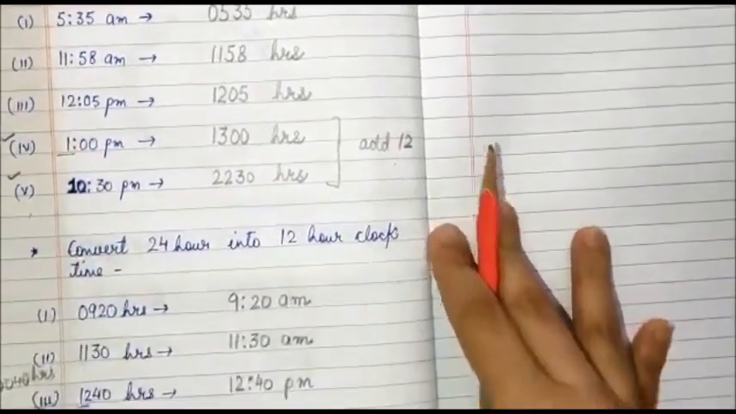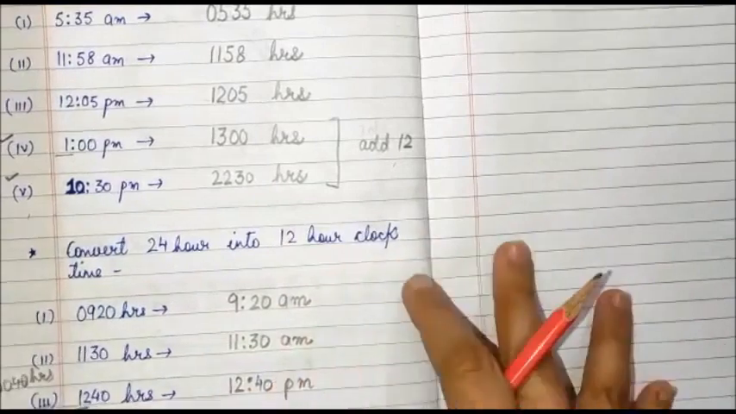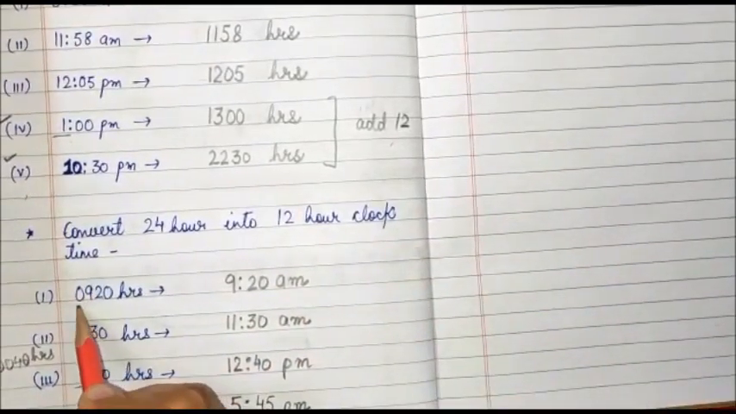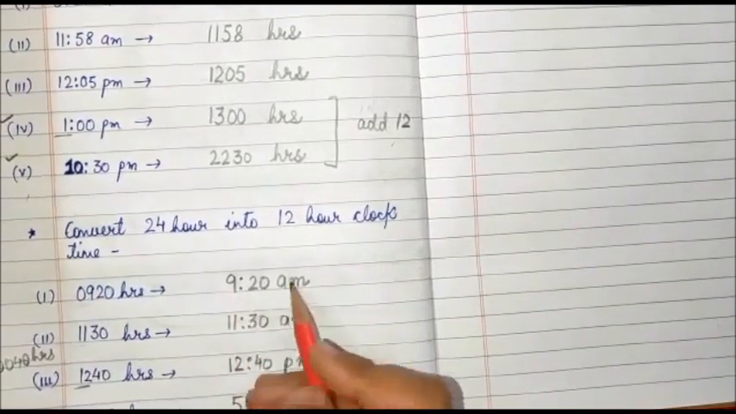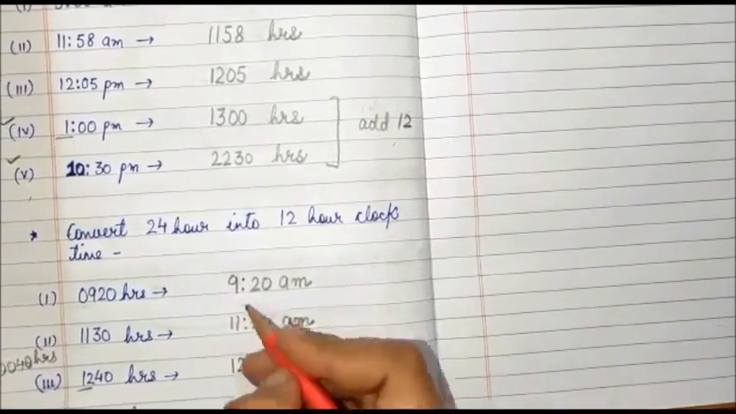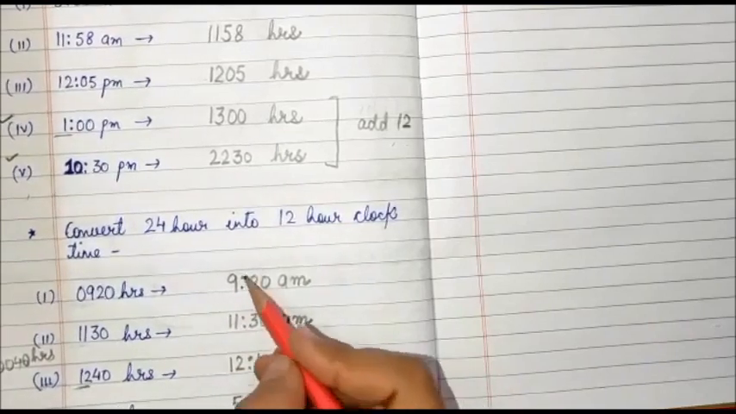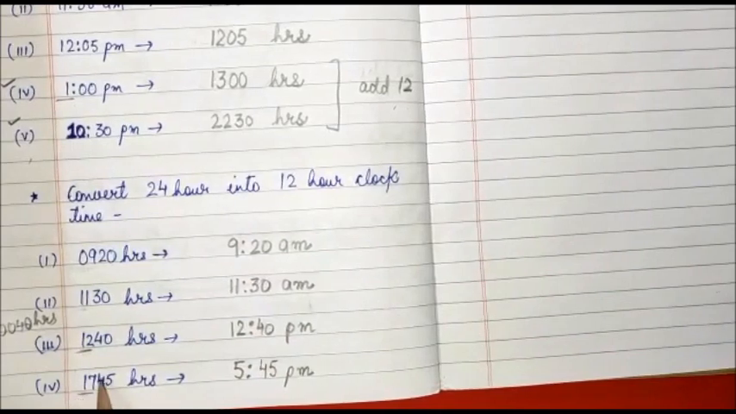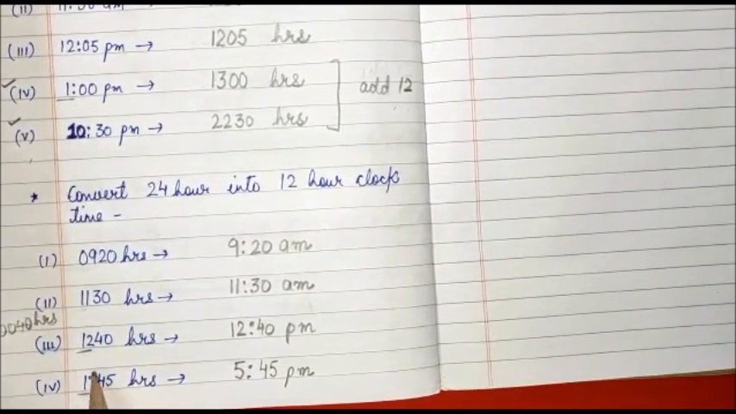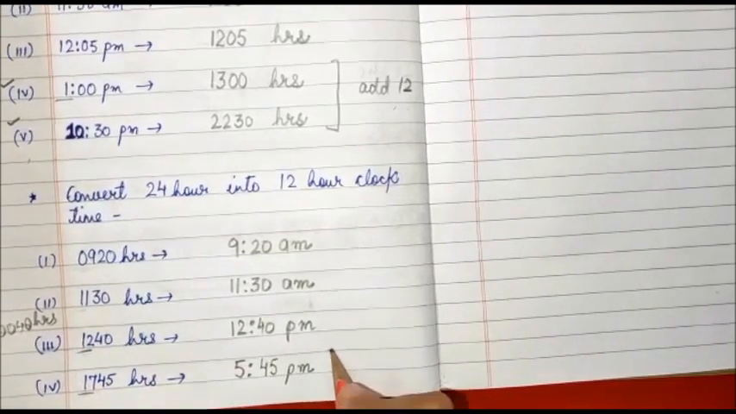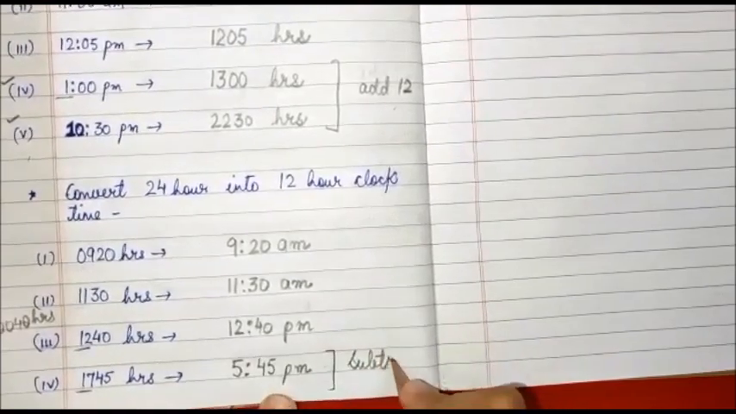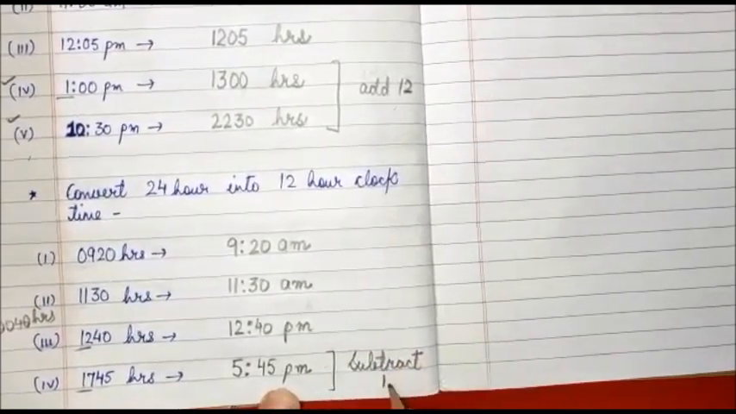Now, what we have to do for 24 to 12-hour clock? In that case, if the hours are less than 13, it will be written as it is. No changes for that. You just have to separate hours and minutes with the dots. But if the hours are 13 or more than 13, in that case, you will be subtracting 12 from the hours. So what have I done here? Subtract 12. That's it for today.